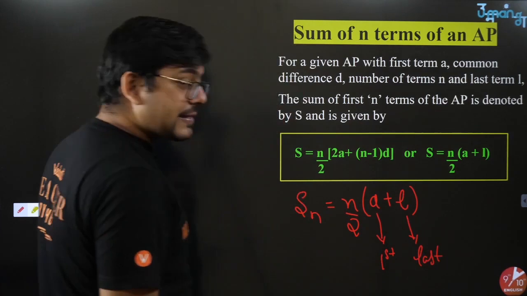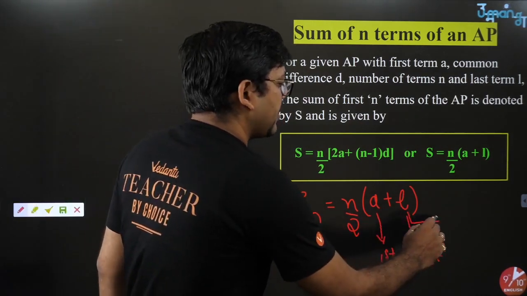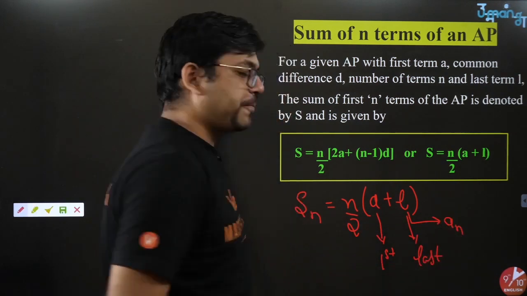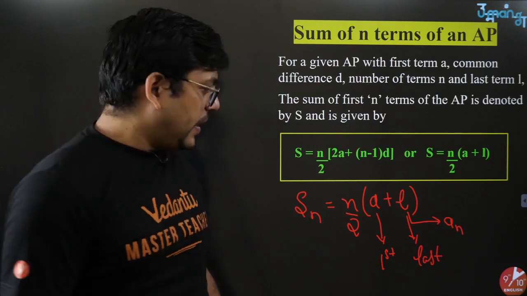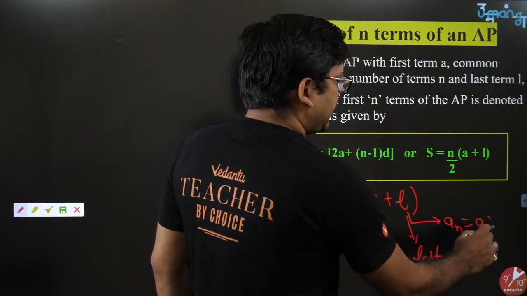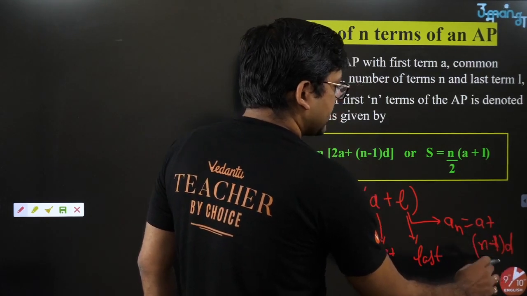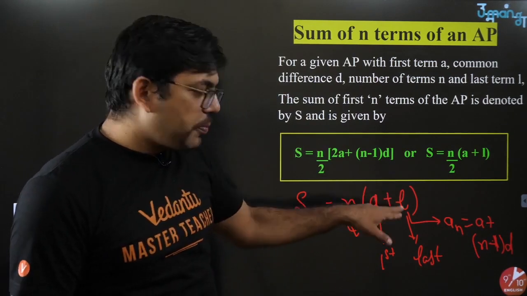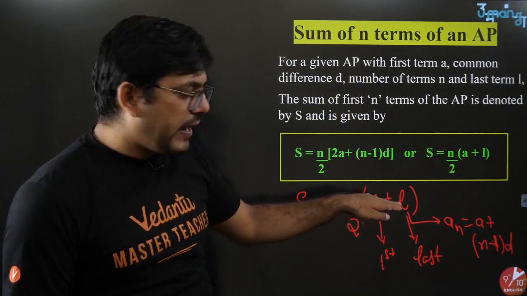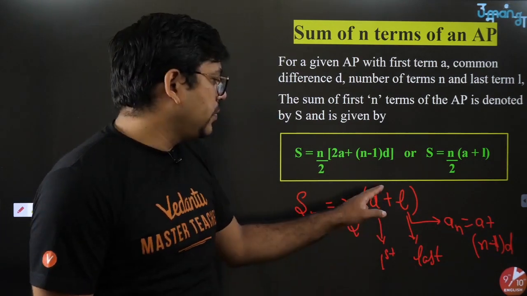This last term is also called an, the nth term, which we found in the previous session. I hope you all know the value of an. An is nothing but a plus n minus 1 into d. If you put the value of l, that is a plus n minus 1 into d, in this formula, then you will get another formula.